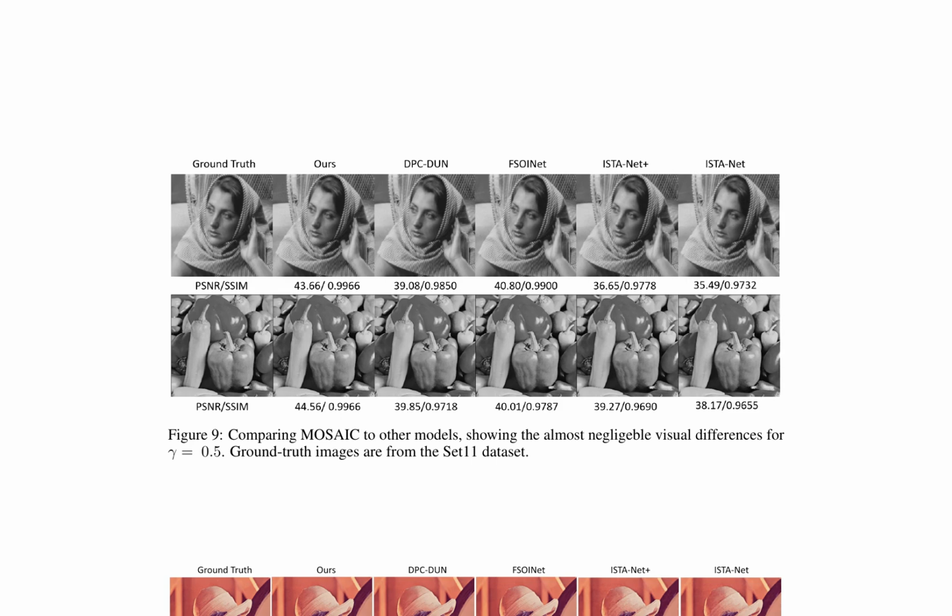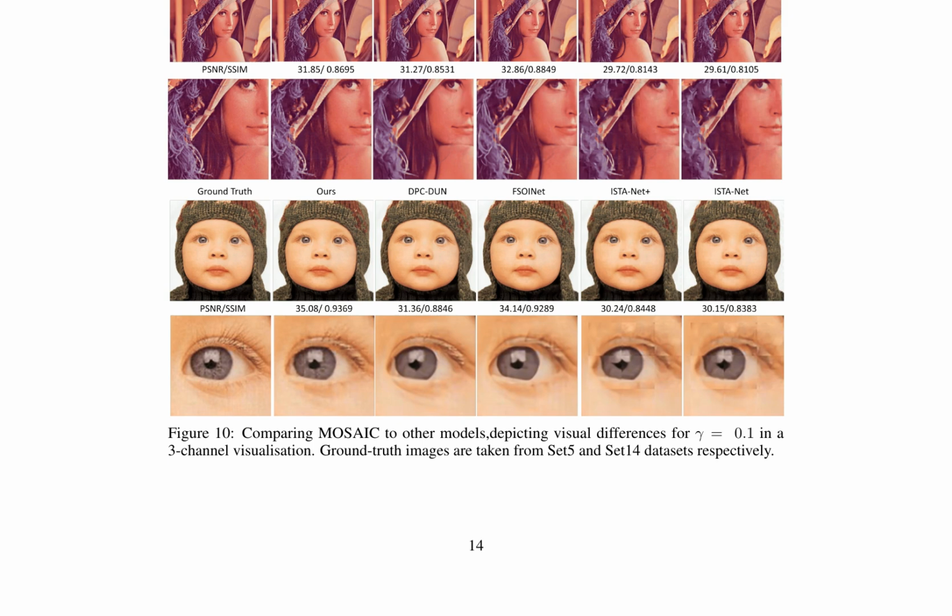The results presented in these figures suggest that the MOSAIC model outperforms or matches the performance of other models in terms of visual quality and fidelity, particularly as the value of gamma increases. This indicates that the proposed model is well suited for a range of super-resolution tasks and can effectively handle varying levels of detail and complexity in the input images.